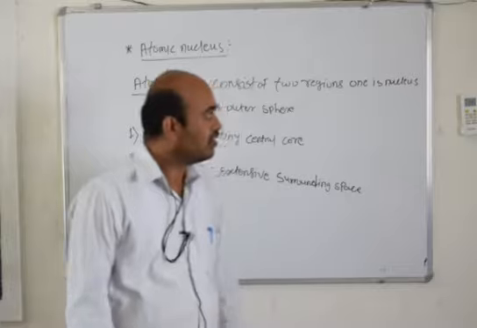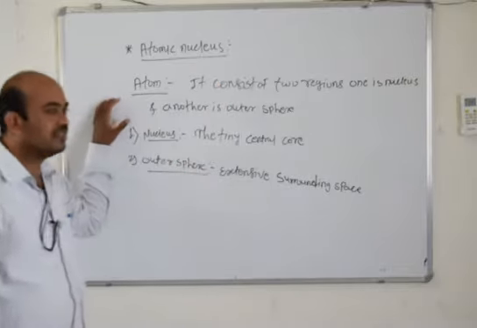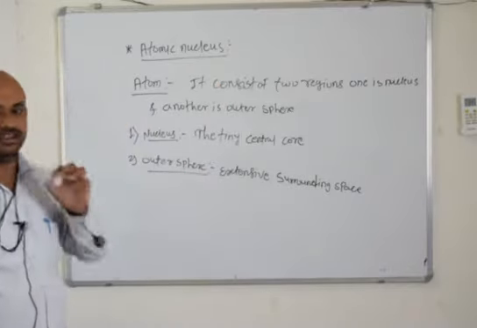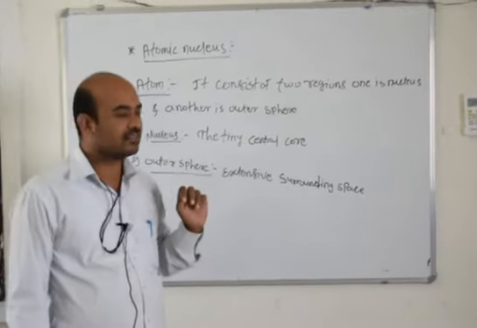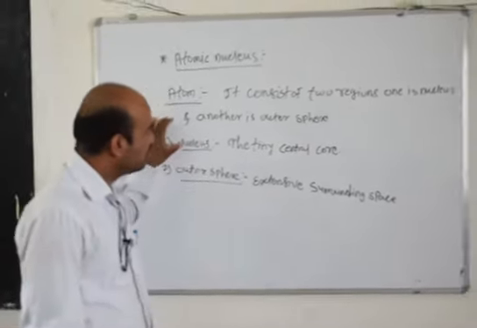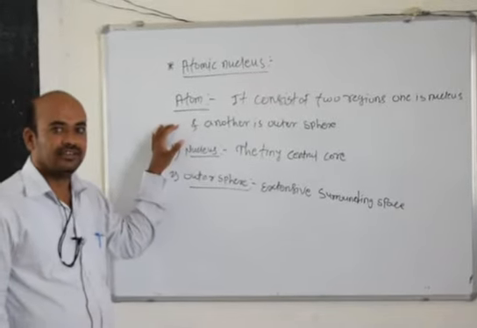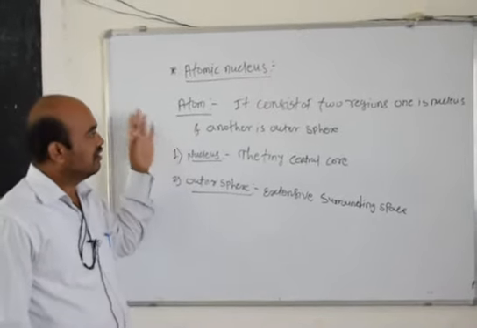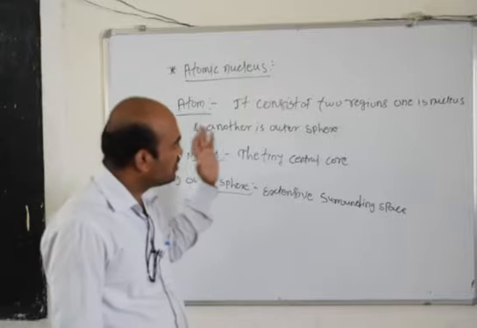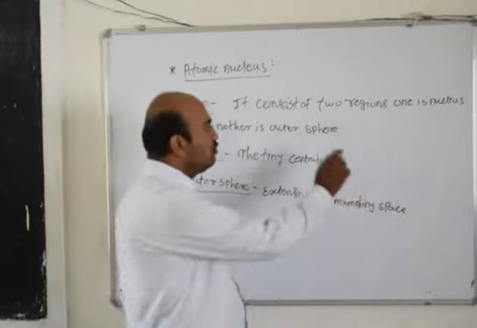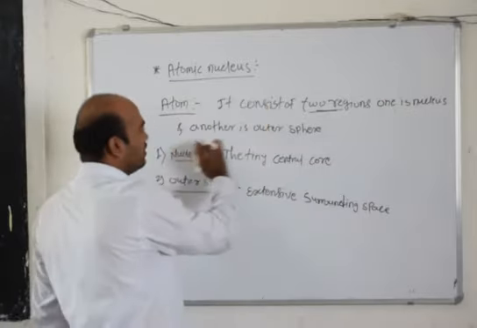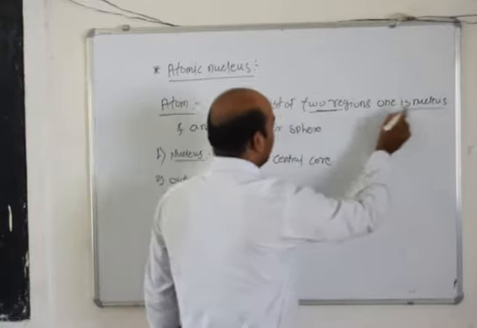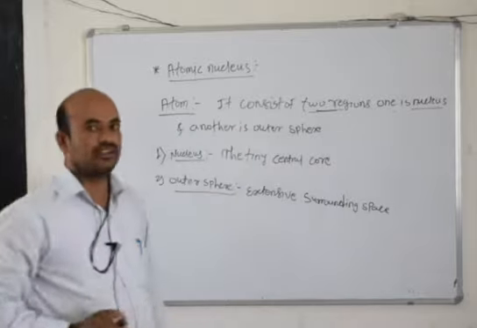Today, we will discuss the atomic nucleus and their elementary particles. The atom consists of two regions. One is the nucleus and another is the outer sphere.